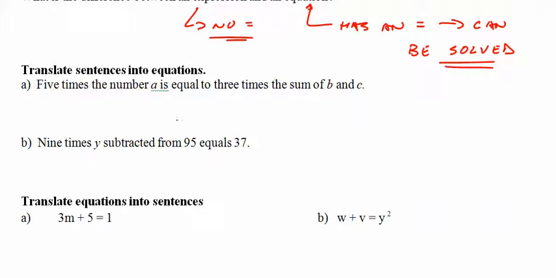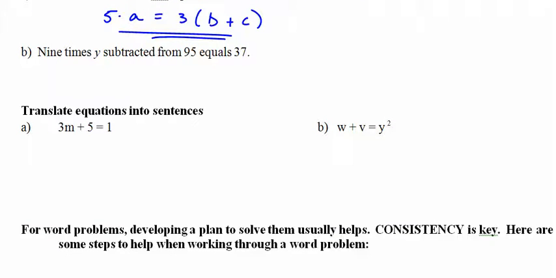5 times number A. 5 times A is equal to 3 times the sum of B and C. 3 times, and the way it's written, they want this. And that's confusing. This is called, for me, words to math. People have a lot of problems with this, so don't get hung up on it. When it comes to math, you just need practice on word problems more than anything else.